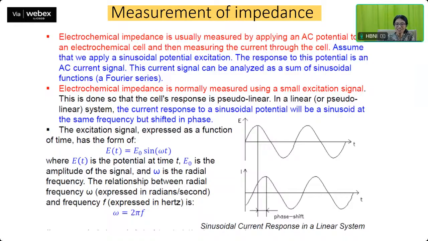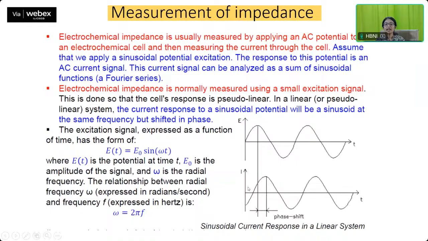So now coming into the details of it. As I discussed in the previous slide, electrochemical impedance is usually measured by applying an AC potential to an electrochemical cell, and then you are measuring the current through the cell. So assume that we apply a sinusoidal potential excitation. The response to this potential is an AC current signal. As you can see, I have applied a sinusoidal potential excitation. What I get is another AC current signal.